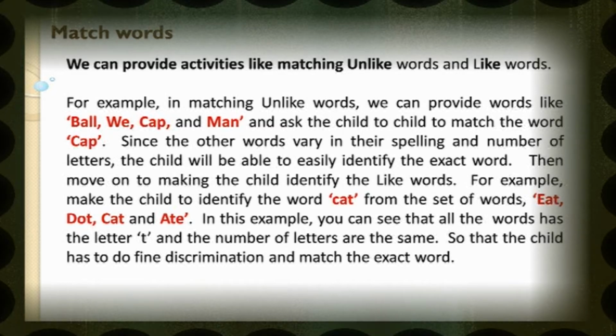For example, make the child identify the word cat from the set of words eat, dot, cat and ate. In this example, you can see that all the words have the letter T and the number of letters are the same, so that the child has to do fine discrimination and match the exact word.